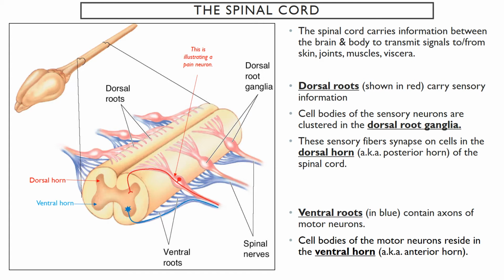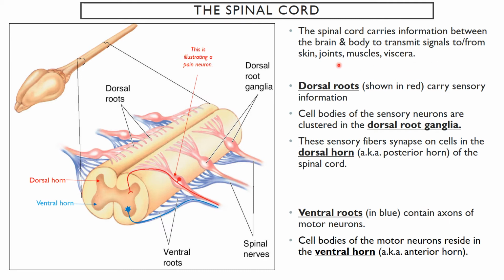So I wanted to spend a little bit more time reviewing the spinal cord again and talking a little bit about the anatomy of the spinal cord. The spinal cord carries information between the brain and the body. That's its job. It transmits signals to and from the skin, from joints, from muscles, from the viscera.